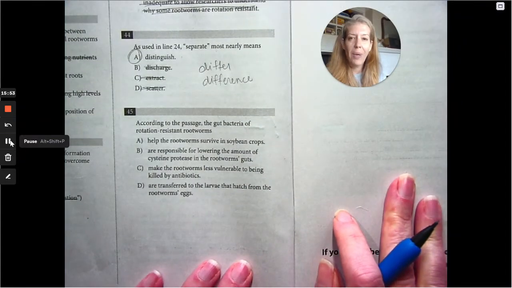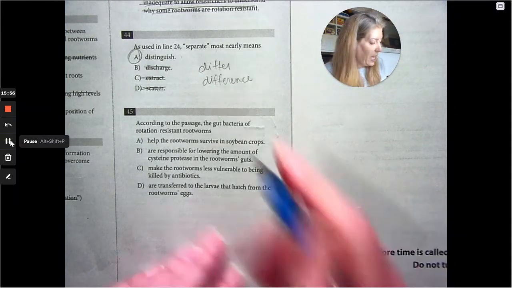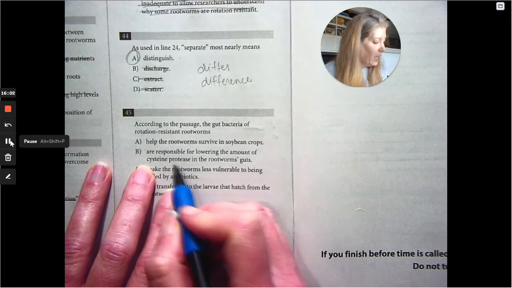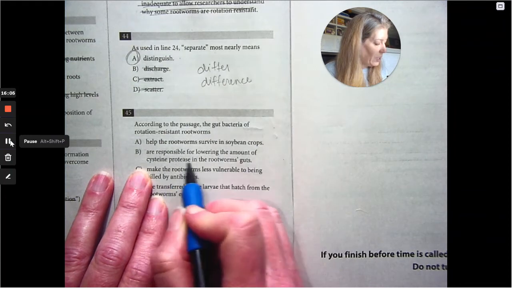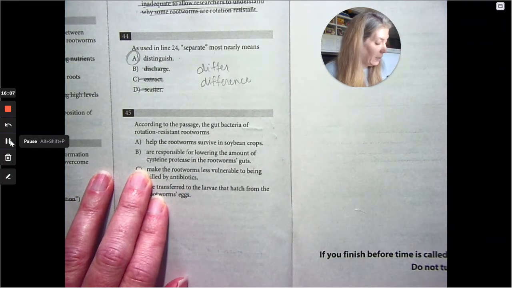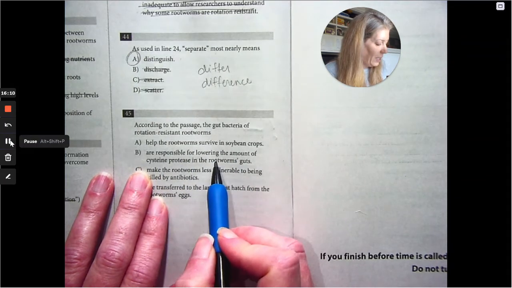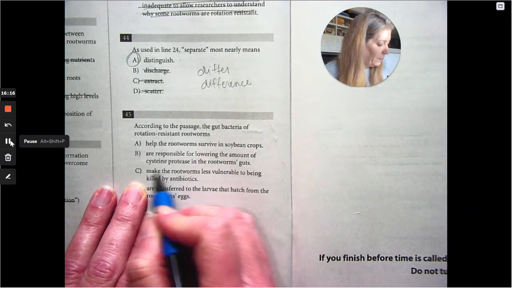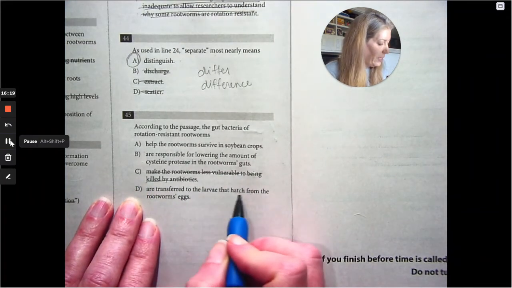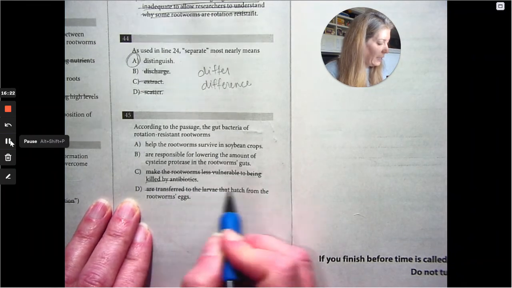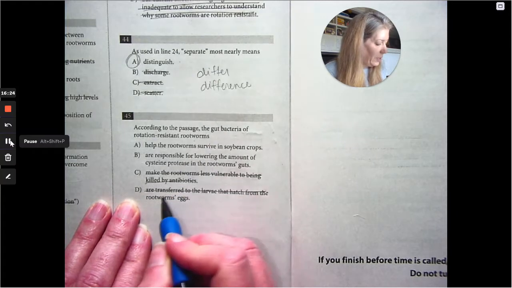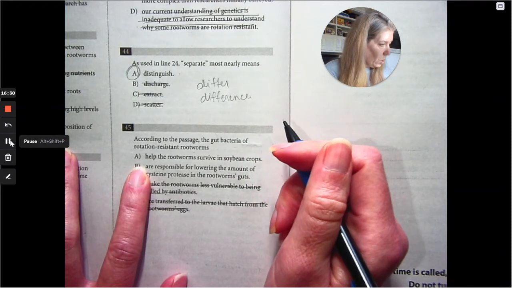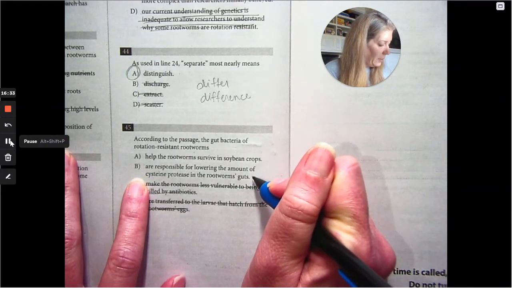According to the passage, the gut bacteria of rotation-resistant rootworms help the rootworms survive in soybean crops. Yeah. Are responsible for lowering the amounts of cysteine protease in the rootworm's guts. Ooh, I'll have to look back. Make the rootworms less vulnerable to being killed by antibiotics. Are transferred to the larvae that hatch from the rootworm's eggs.